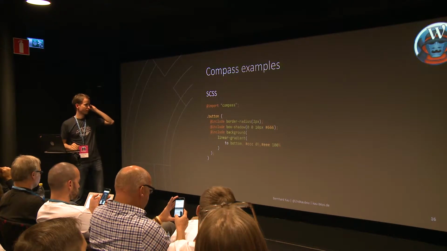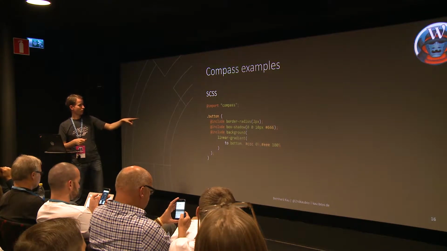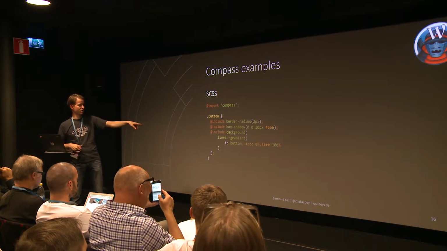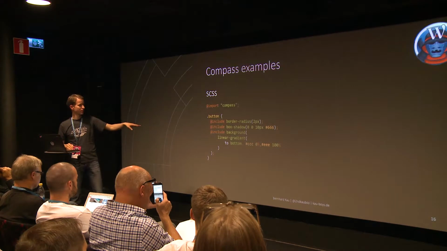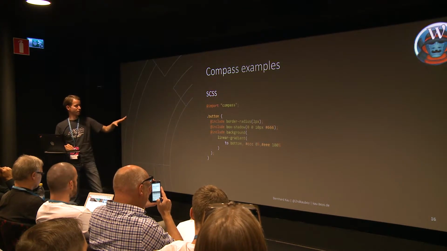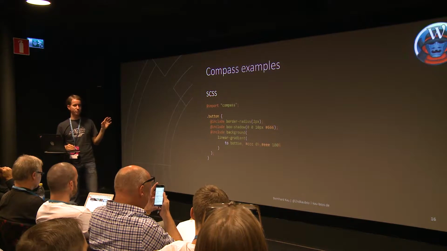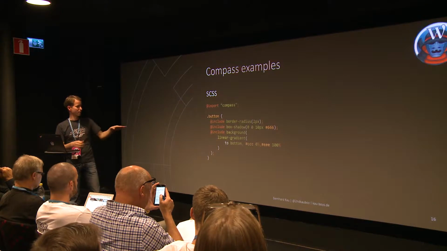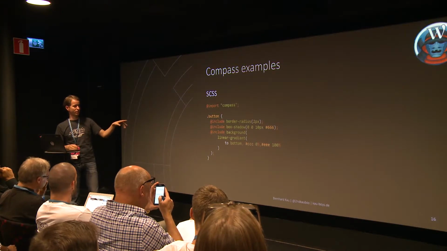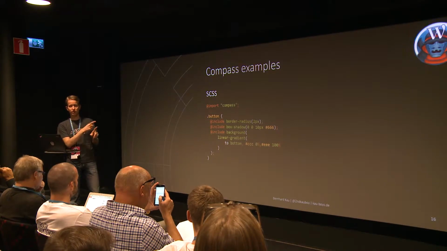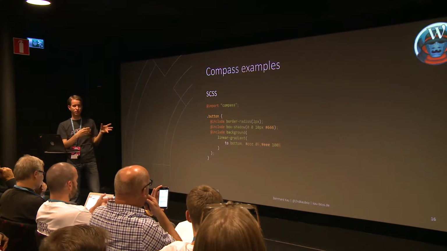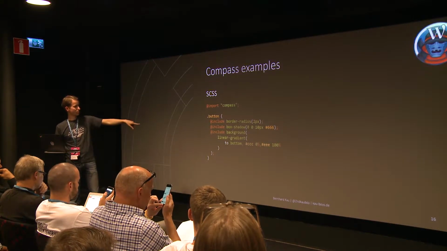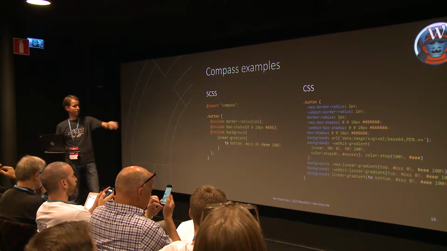We had the border radius already before, but there's even more, like box shadow and background. In this case, we use a linear gradient for the background. Border radius and box shadow are pretty simple because they have vendor prefixes, but they look almost the same in all browsers. But the linear gradients have the attributes in a different order, and they have different namings, like to bottom. So when you use those mixins, you will get this CSS.